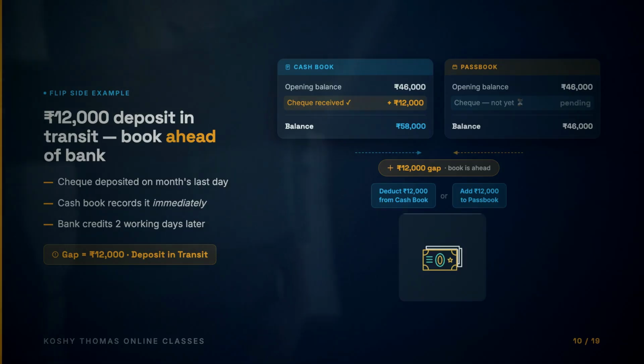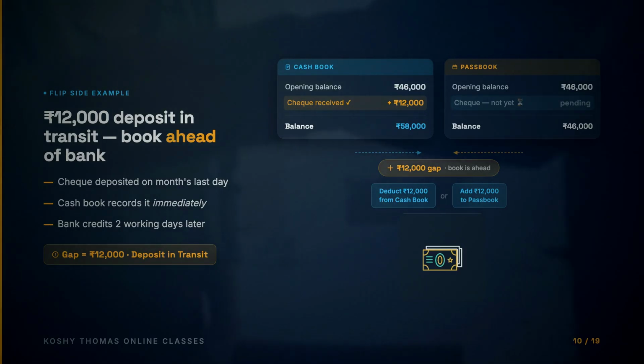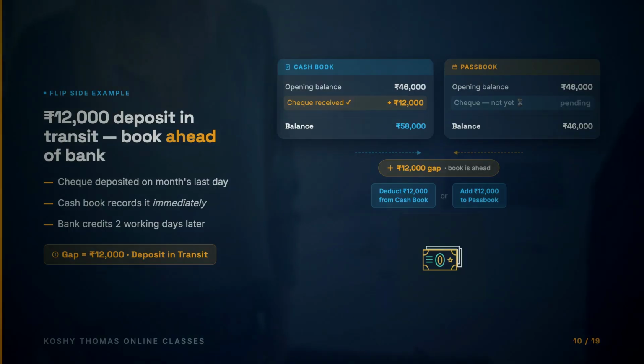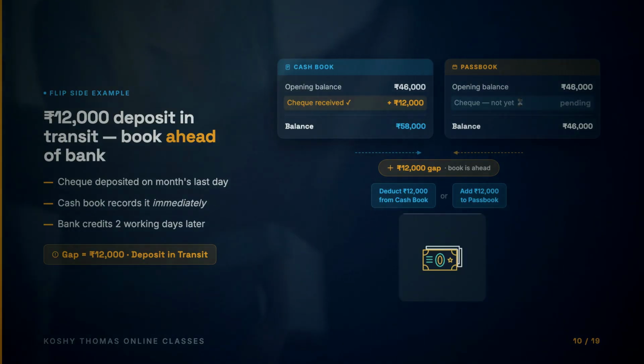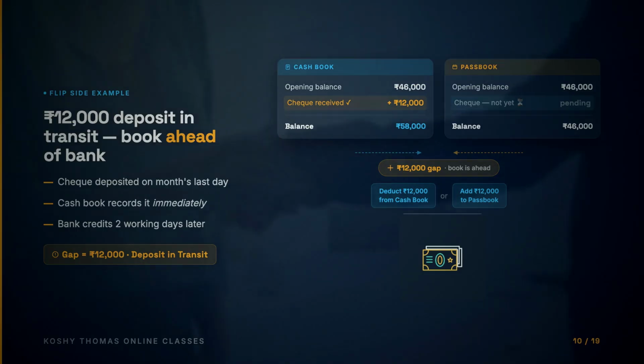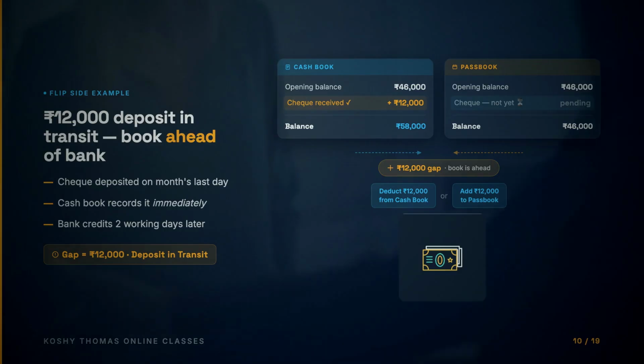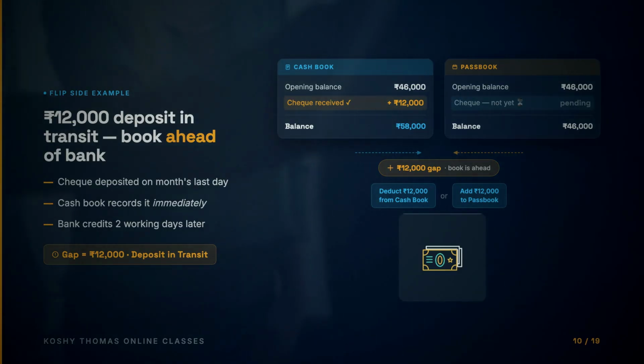Now flip it. What if the passbook is lower than your cash book? You deposited a 12,000 Indian rupees cheque from a customer on the 30th. You recorded it, cash book went up. But the bank hasn't credited it yet. Your book is ahead of the bank. This is an uncredited deposit, also called a deposit in transit. The cash book is temporarily higher.